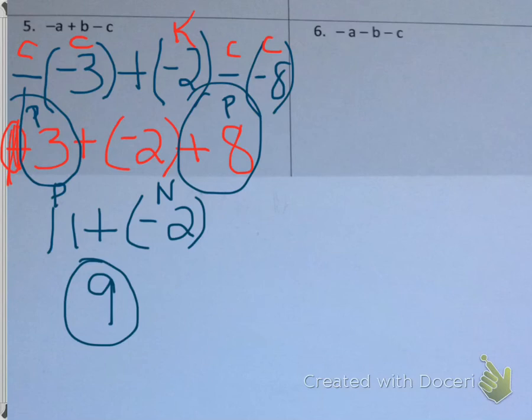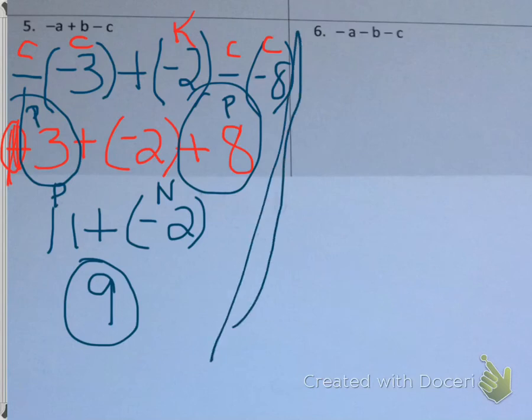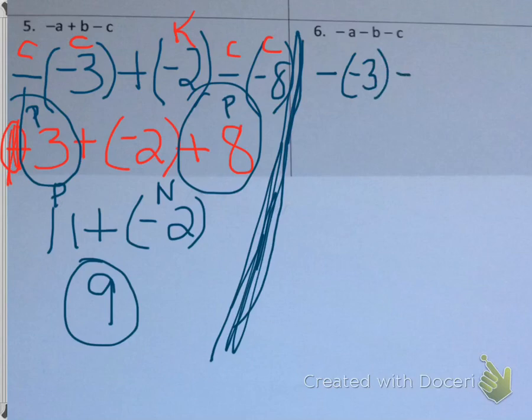Same thing on number 6. We have a negative A there. Now, if A was a positive, you would just bring down that negative, and it would be a negative 3. But because A is a negative, let me just draw a little line here to separate this. Okay. We're going to bring down that negative, and then we're going to plug in A, which is a negative 3. And then minus negative 2 minus negative 8.